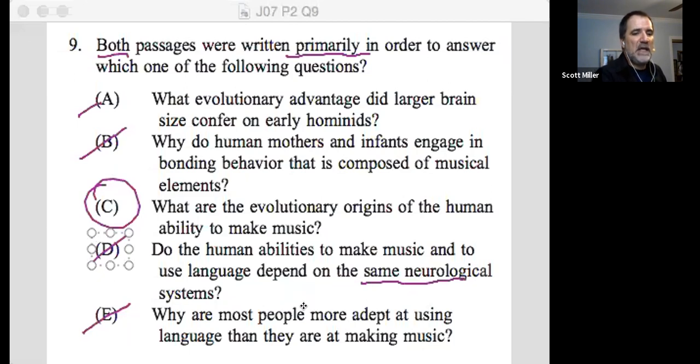And this might be where you're only able to eliminate 3 answers. And that's a pretty common situation too. When you're down to 2 answers, what I would do if I had only eliminated 3 is go back and read the question stem again quickly. Both passages are written primarily in order to answer which of the following questions. And then I'm going to look at C and D again, read them again, slow down just a little bit, read them a little more slowly.